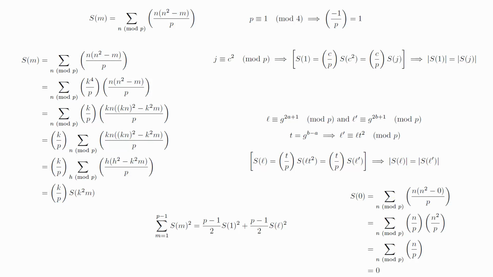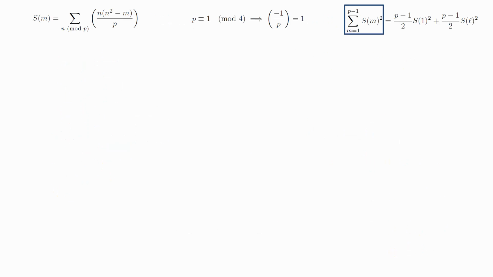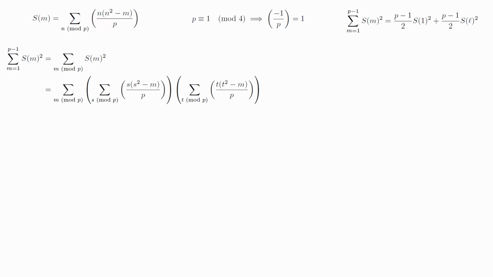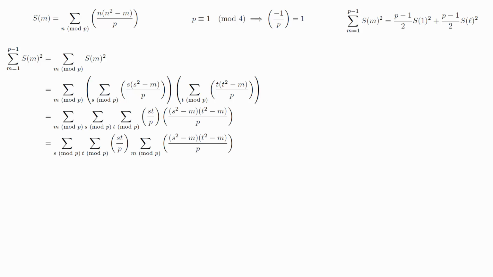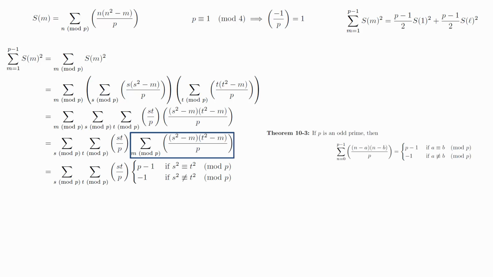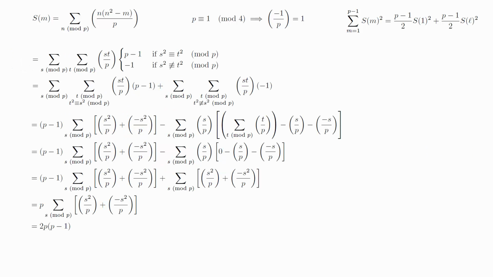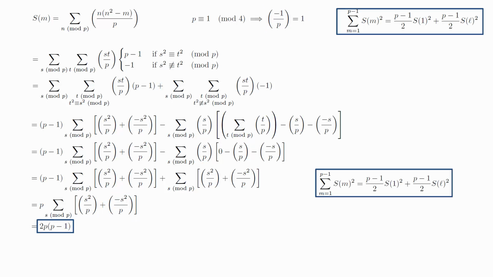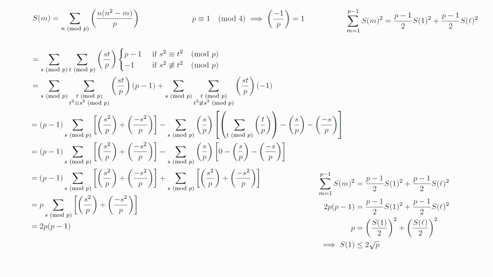Before we launch into another series of manipulations, we want to note that s of 0 is equal to 0. With this fact established, we will manipulate the left side of the equation. We can add in the s of 0 term without changing the sum, and then after explicitly substituting in the formula for s of m, we can rewrite it like this. We can now apply a result from the previous section on the innermost sum. The next several steps are mostly simple rearrangements and substitutions. In the last step, we use the fact that p is congruent to 1 modulo 4 to conclude that both s squared and negative s squared are quadratic residues modulo p. When we substitute this back into the equation we were working with, we find that we get the result we've been seeking.